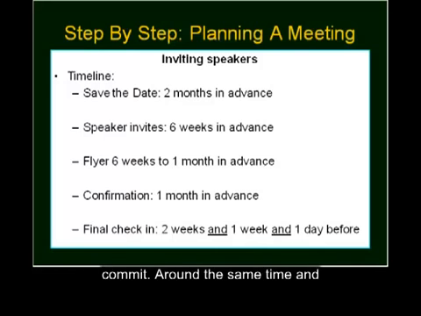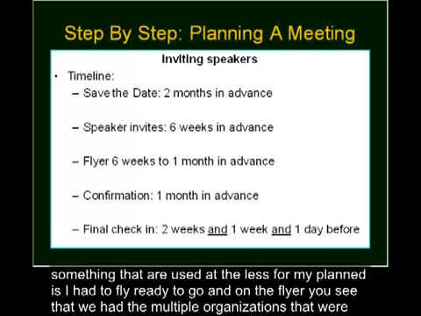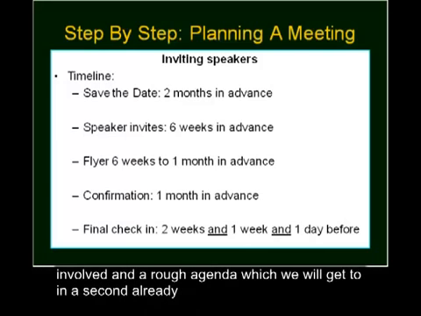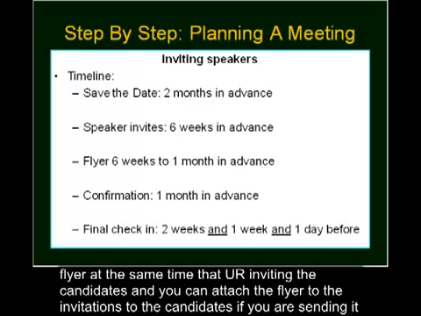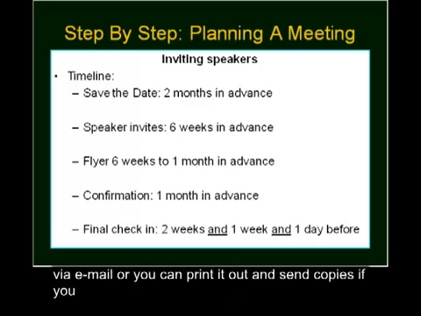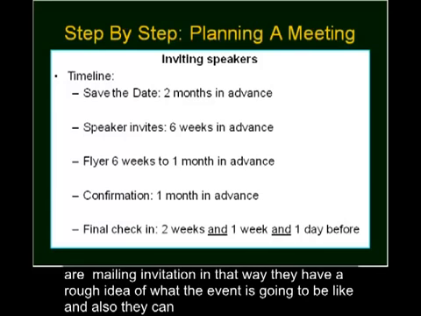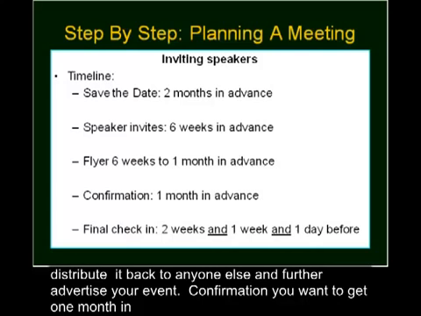Around that same time, and something that I did for the last forum I planned, I had the flyer ready to go, and on the flyer you see that we had the multiple organizations that were involved and a rough agenda, which we'll get to in a second, already planned. So you can have the flyer at the same time that you're inviting the candidates, and you can attach the flyer to the invitations if you're sending it via email, or you can print it out and send a copy with the invite if you're mailing an invitation. That way they have a rough idea of what the event is going to be like, and also they can distribute that to anyone else and further advertise your event.